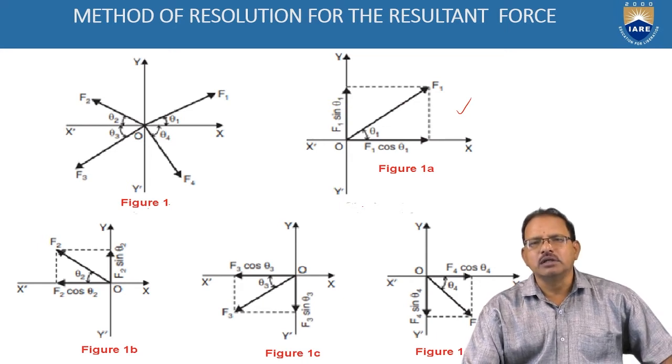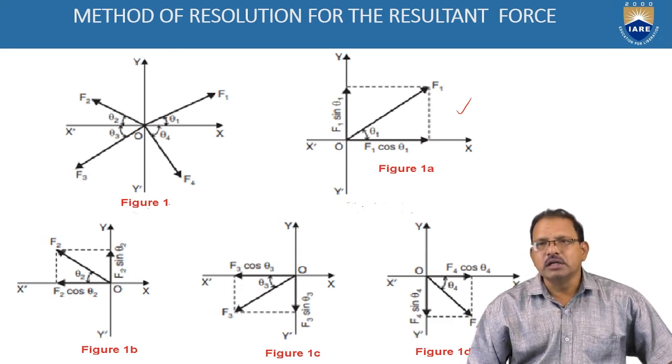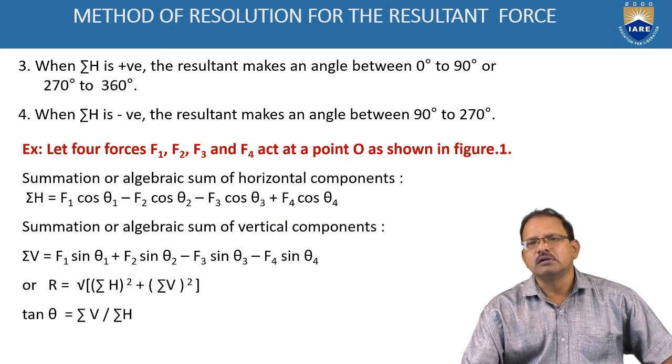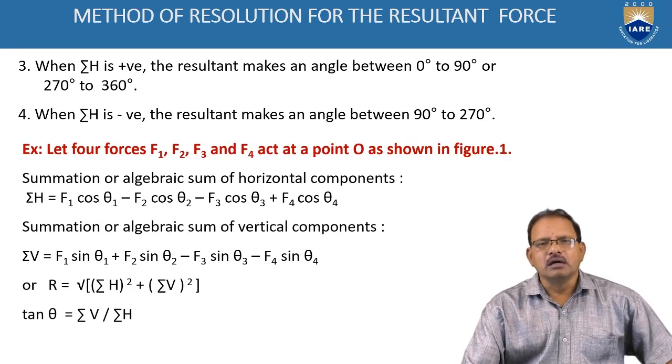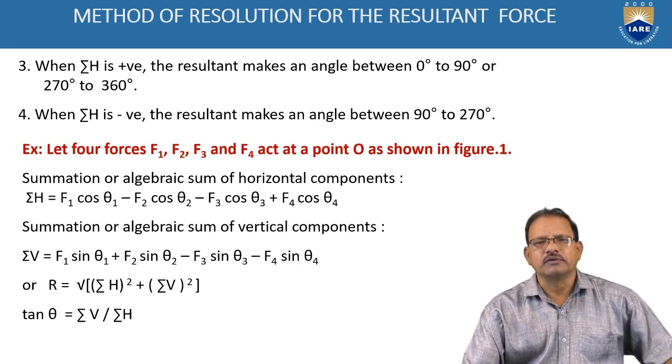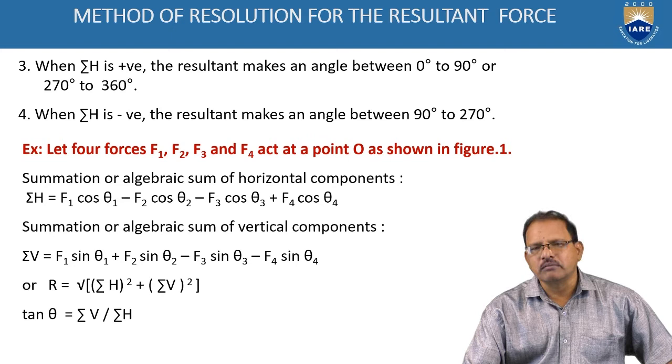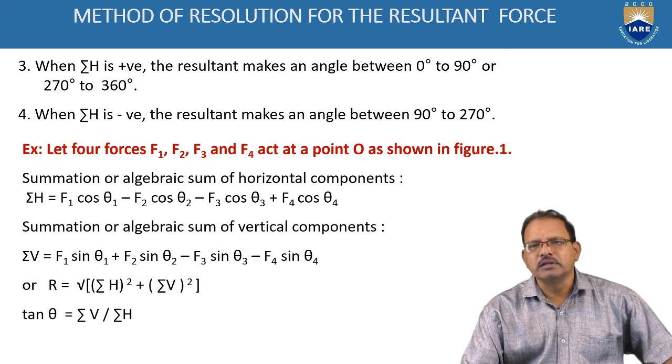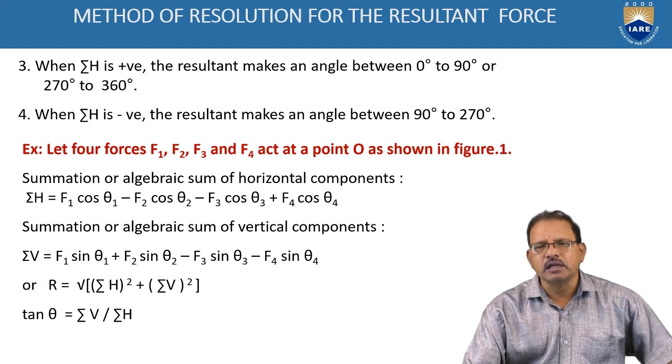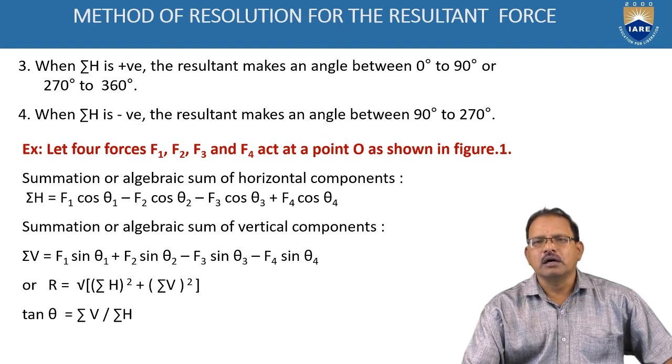This sum should be equal to the vertical component of the resultant force acting on it. Generally these are represented as sigma H and sigma V. Then the resultant R is equal to the square root of sigma H whole squared plus sigma V whole squared. Its direction is given by tan theta equal to sigma V divided by sigma H, so theta is equal to tan inverse of sigma V divided by sigma H. This method is generally preferable for finding the magnitude and direction of the resultant force, whether coplanar or non-coplanar, concurrent or non-concurrent forces.